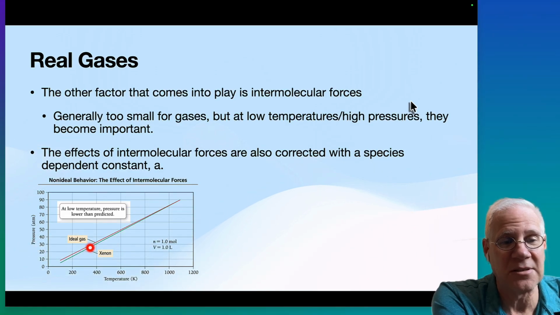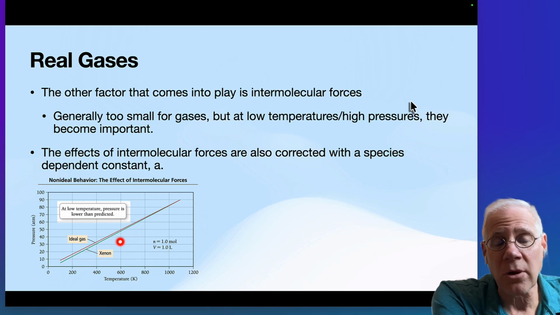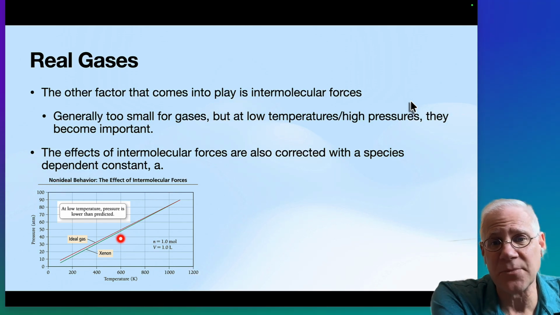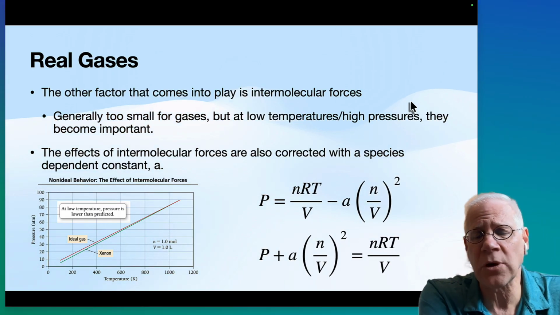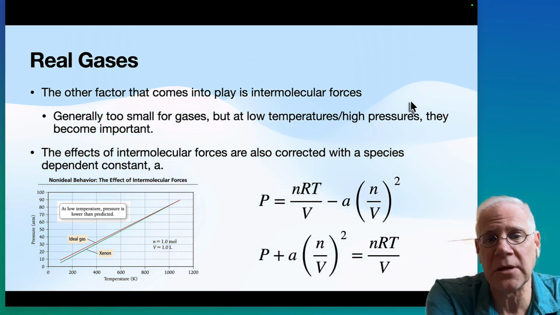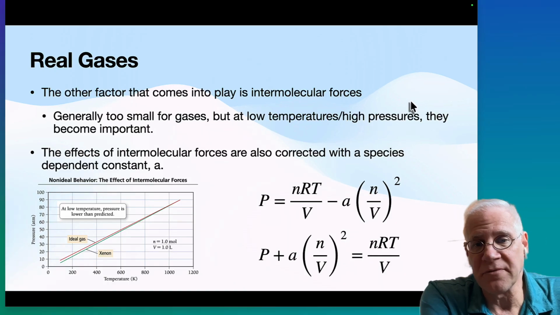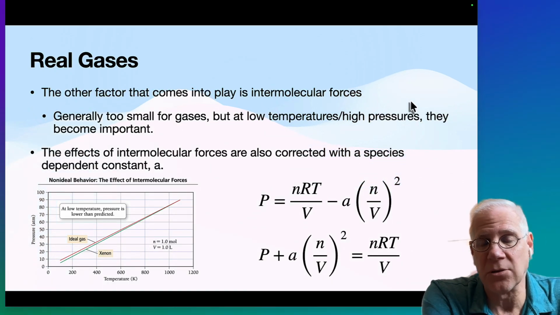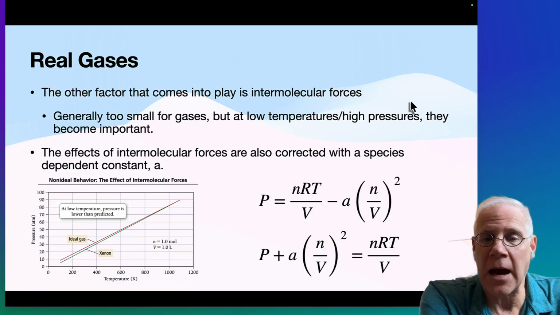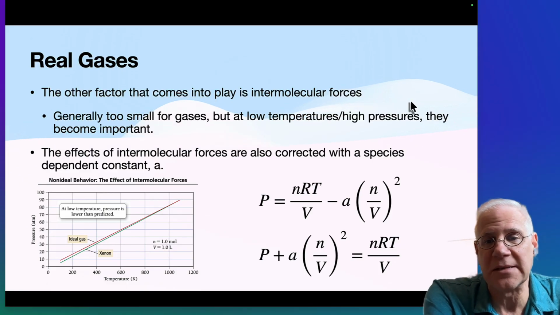Down here, we start to see a deviation at 400 Kelvin or at 600 Kelvin. So the larger the species gets, the bigger factor that we have for that a factor. And so here's our equation. If we look just at P, we have nRT over V. That, of course, is the regular expression for pressure in the ideal gas law. And then we provide our correction factor, which is minus a n over V squared.